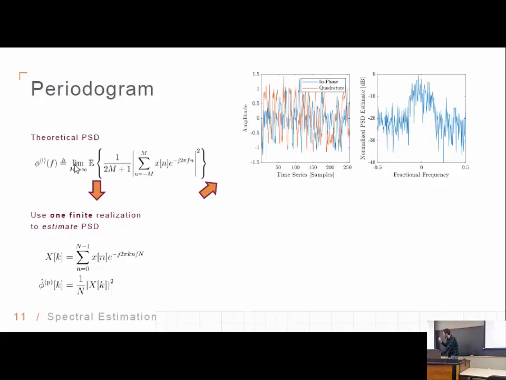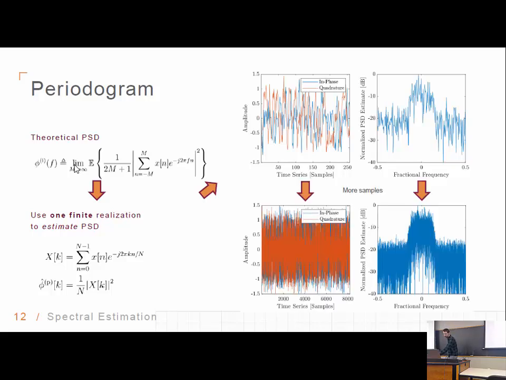So you might think that, okay, what if we use more than 256 samples? Could we do something better? And we would get this. We increase to a little over 8,000, use more samples. And the picture is a little more clear, but you can still see there's a lot of variance.